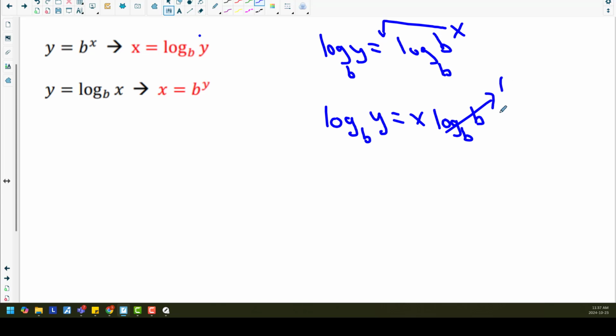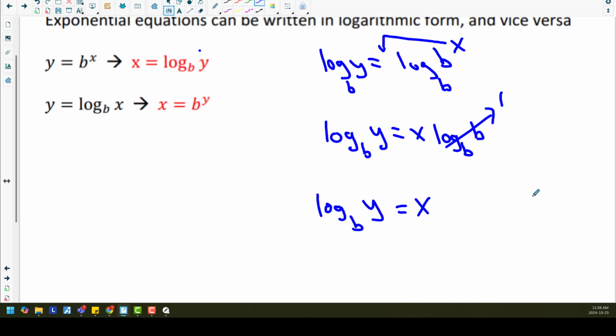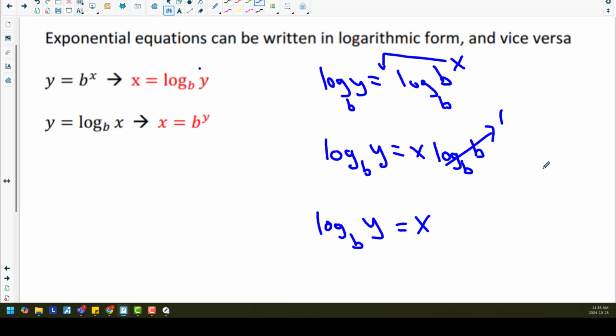will cancel out to 1. And that will make this x is equal to log base b y. That's one way of doing it. You can also use a change of base formula to figure it out, but this is one way of doing it. So this is how you convert from an exponential expression to a log expression.